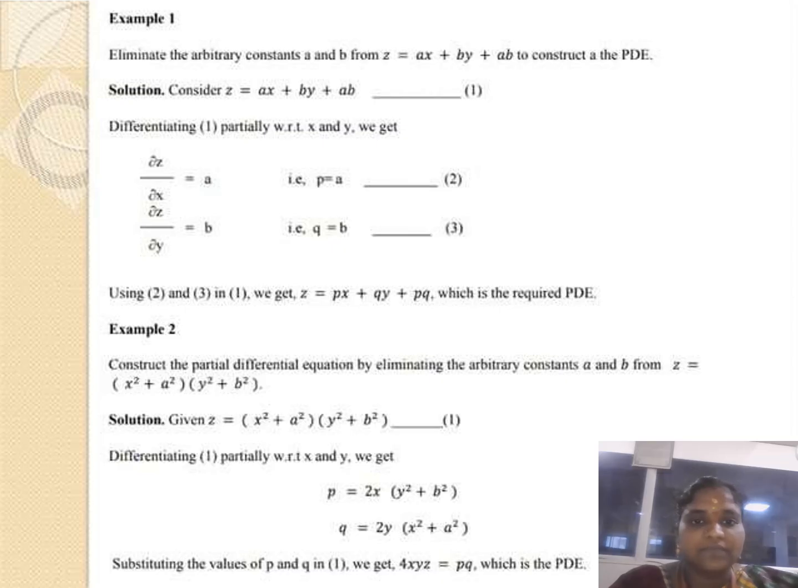Similarly, differentiate the first equation with respect to y. So, ∂z/∂y equal to b. Already we know that the notation ∂z/∂y is equal to q. So, then we get q equal to b.